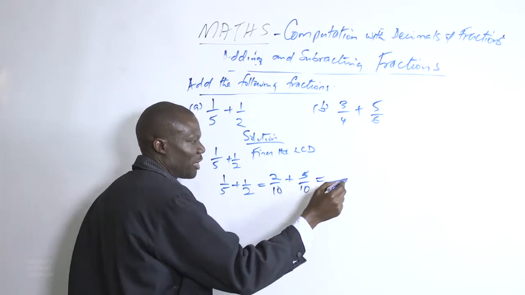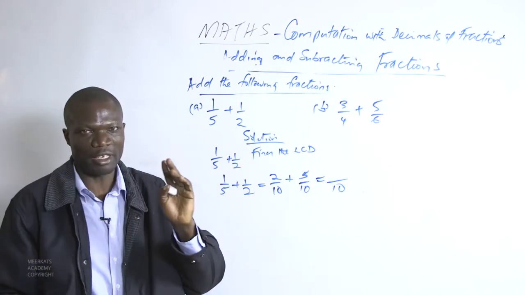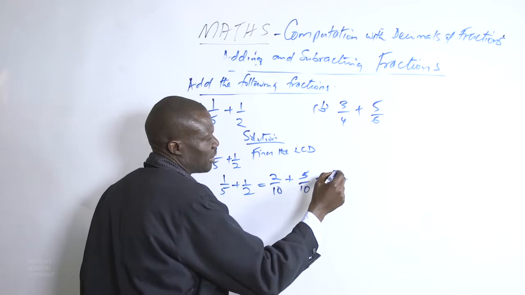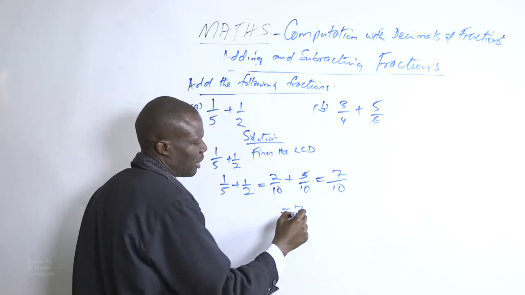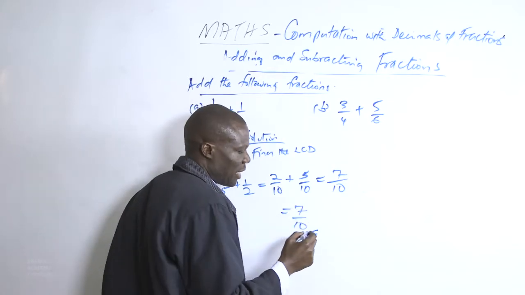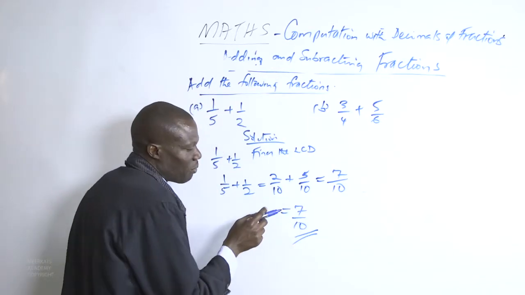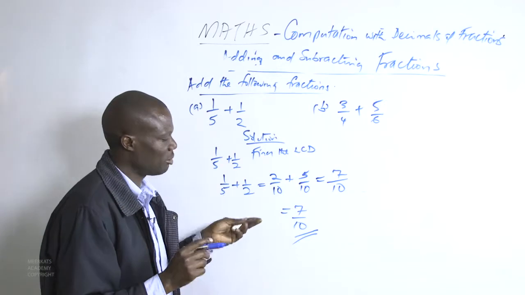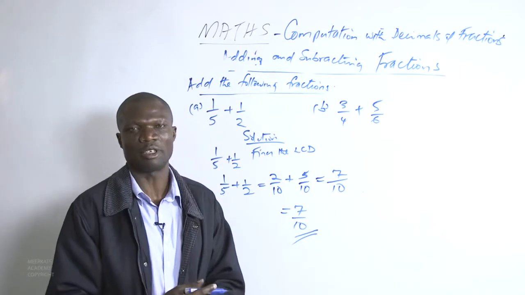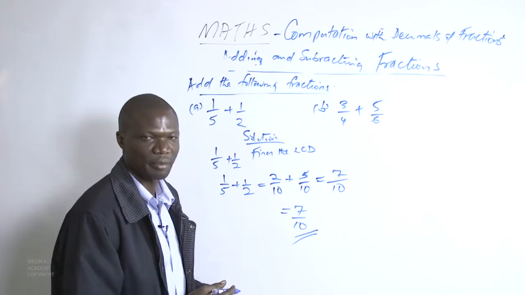Now that we have the same denominator, let us add the numerators. So 5 plus 2 gives us 7. So our answer is 7 over 10. Again, you realize that the answer here is in its simplest form because there is no common factor between 7 and 10. So we leave our answer at that point.